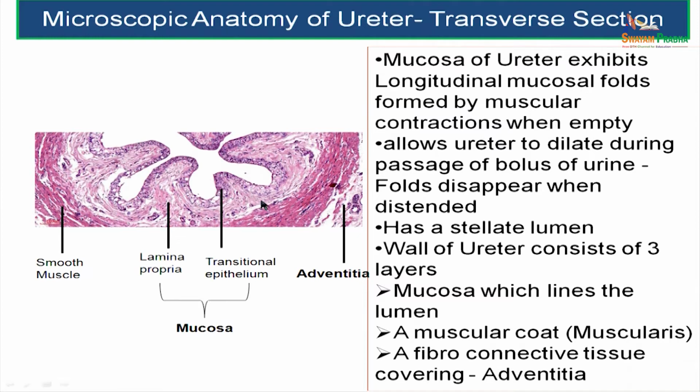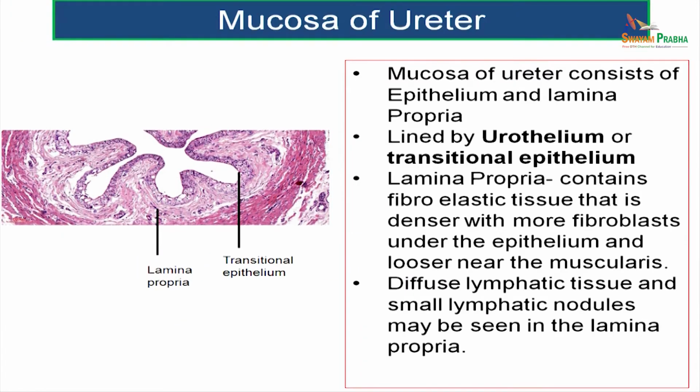The wall of the ureter exhibits three layers. The first, innermost layer is the mucosa. Then a muscular coat, also called muscularis, and the outermost coat, which is a fibroconnective tissue covering, that is adventitia. So, the three layers in the wall of the ureter are mucosa, muscular coat and adventitia. Let us now study each of these layers in detail.